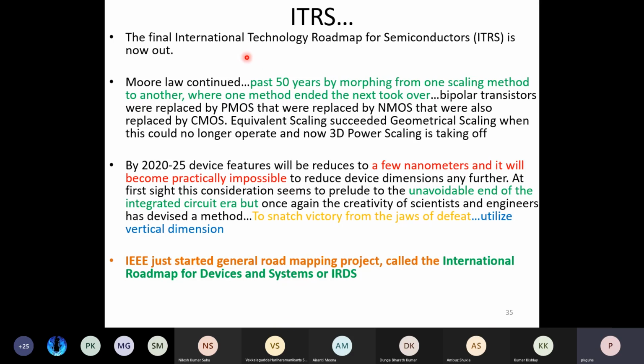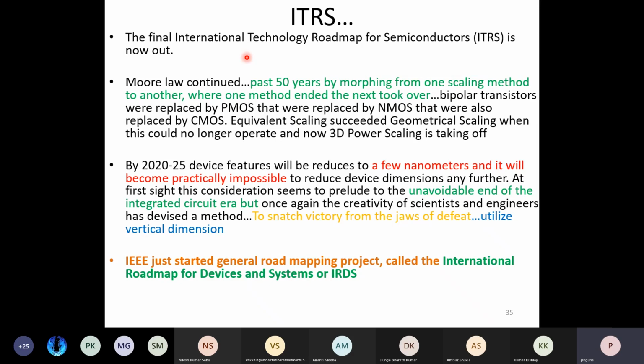Because you see, the main focus of ITRS was semiconductor: how to reduce FET devices and how to accommodate more and more FET devices. But IRDS is the International Roadmap for Devices and Systems, because as I said, now we have not only semiconductor devices, we have sensors, we have biomedical devices on the same electronic gadgets, right? So that requires different expertise. That is how ITRS is no longer there. Rather than ITRS, we now have IRDS.